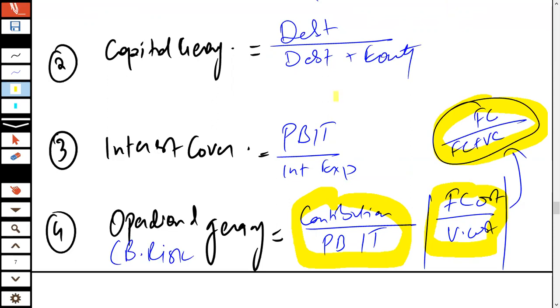So this is how you could calculate the different ratios in order to establish the gearing of a business. If I have to establish the gearing of a business, the financial gearing and the operational gearing, these are the two things that we establish. Are you people okay with it now?